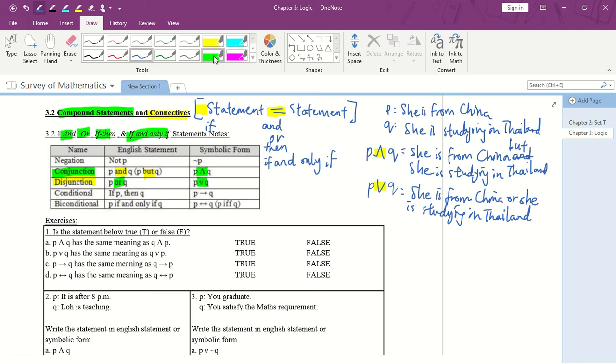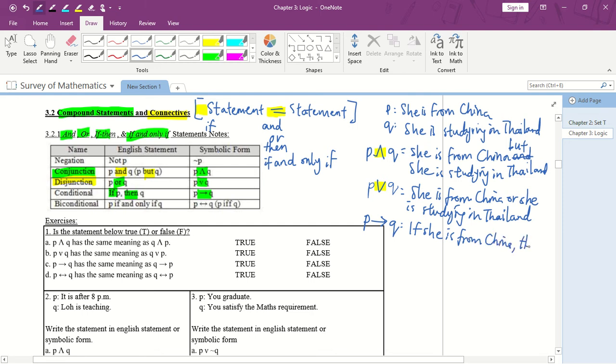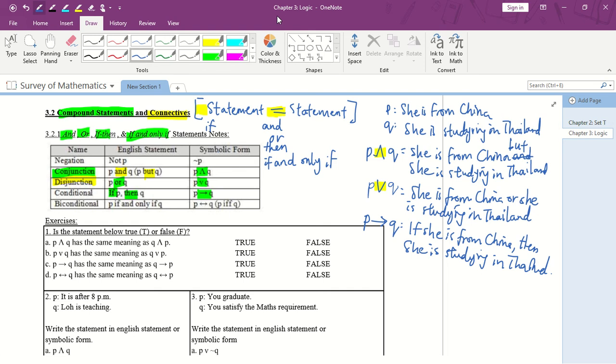And of course, we also have something called if then, which is represented using an arrow sign. So I will write here P and an arrow Q. The compound statement will be: if she is from China, then she is studying in Thailand. I hope this makes sense. This is what we call a conditional.